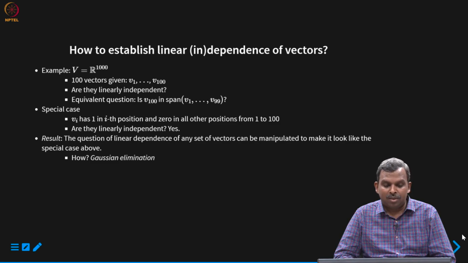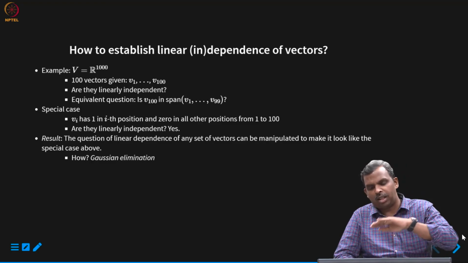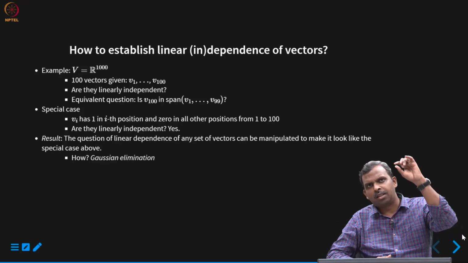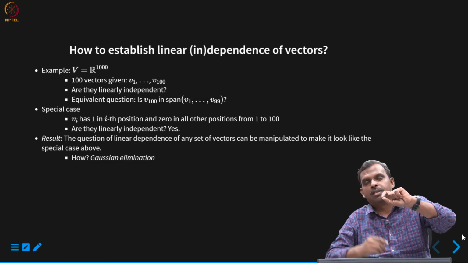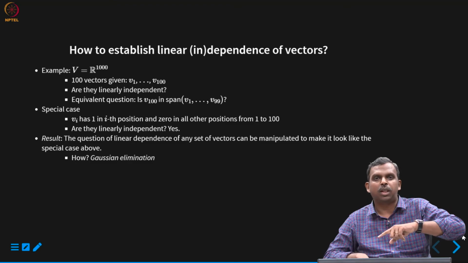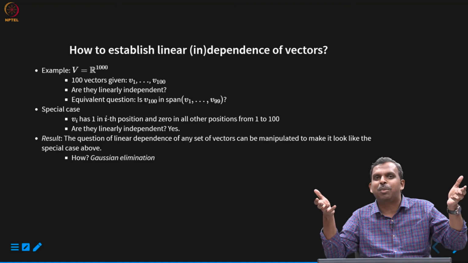Okay. But before that, let me just give you a special case. So here's a special case, right? If each of these 100 vectors Vi has 1 in the ith position and 0 elsewhere, in the first 100. After 100, I don't care. So there's a 1,000 length vector, the ith vector, say the 50th vector has 1 in the 50th position, 0 from 1 to 49 and 51 to 100, and then after that I don't care. Supposing you had 100 vectors like that, then it's clearly easy to see that they have to be linearly independent.